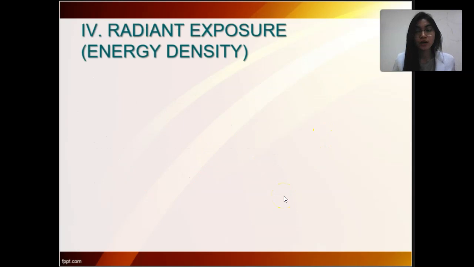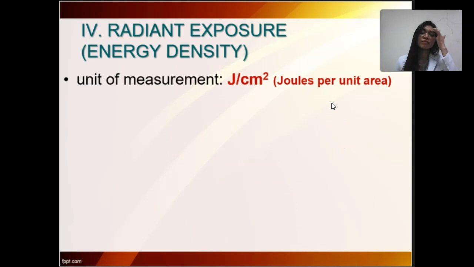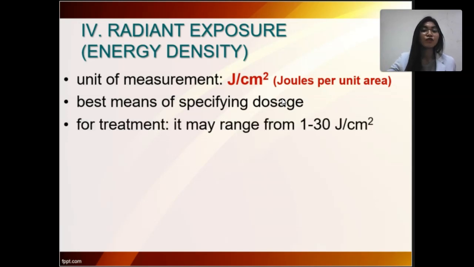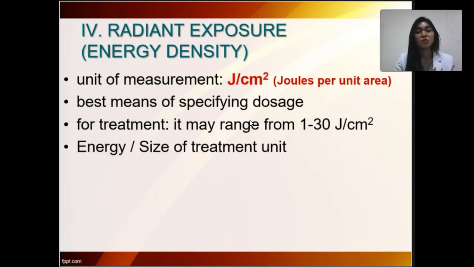Next would be your radiant exposure, or your energy density. The unit of measurement would be joules per square centimeter. This is the best means of specifying a dosage. This is really our main dosage when we are talking about laser. For treatment, it may range from 1 to 30 joules per square centimeter. It means energy divided by the size of the treatment unit.